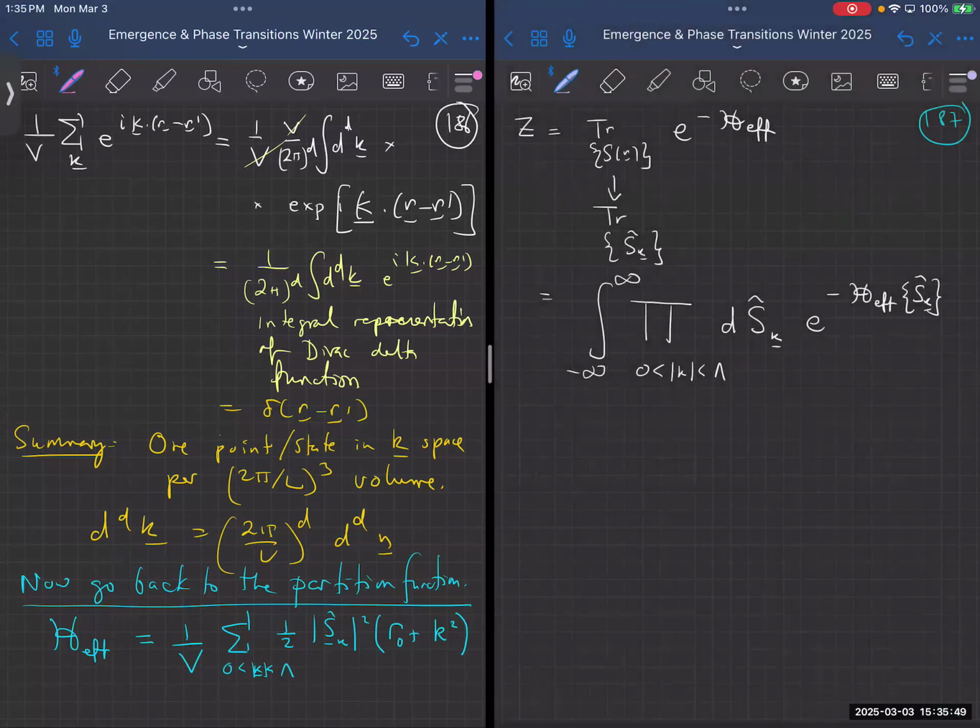So remember here that space is just a label. And so k space is just a label too.